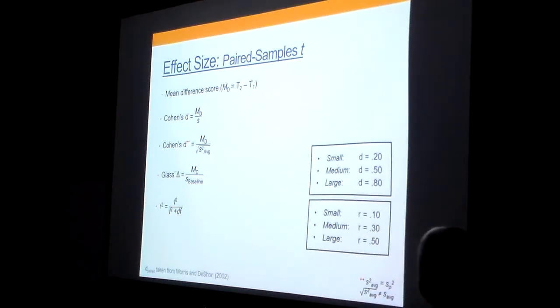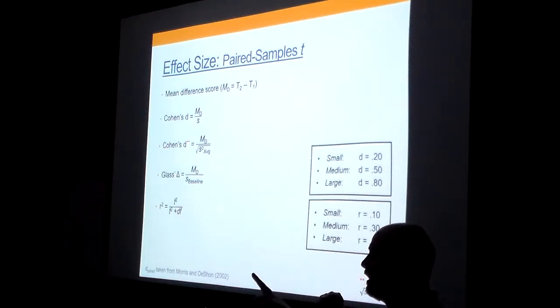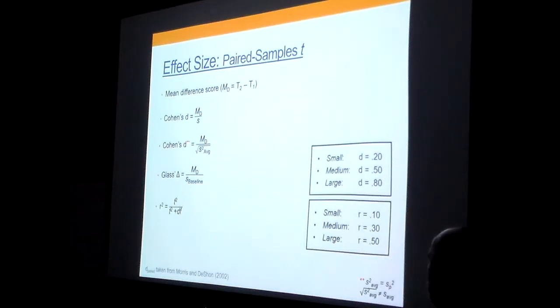What I will note is that the average of your variances is not the same thing as the average of your standard deviations, right? If you take variance 1 and variance 2, take the average of your variances and then take the square root of that, that's not the same thing as taking your standard deviation at time 1, standard deviation at time 2, and taking the average of that. Those are not mathematically equivalent. They're probably close, but they're not the same thing, okay?